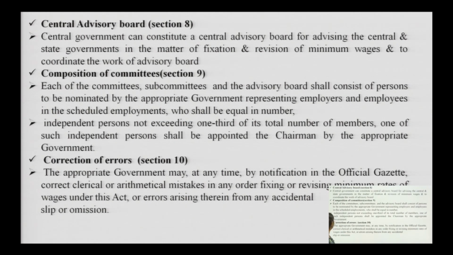Now, next is the central advisory board. This is section 8. The central government can constitute a central advisory board for advising the central and state governments in the matter of fixation and revision of minimum wages and to coordinate the work of the advisory boards. The central advisory board is basically a central body which coordinates the work of the advisory boards.